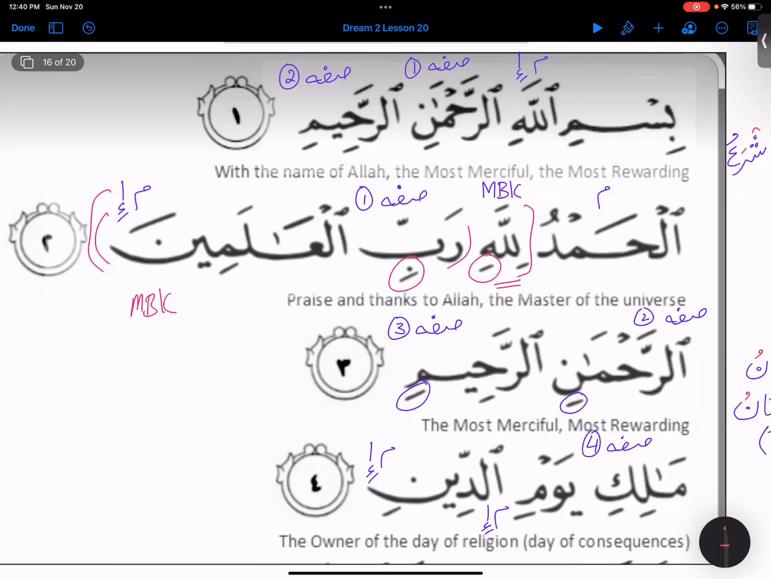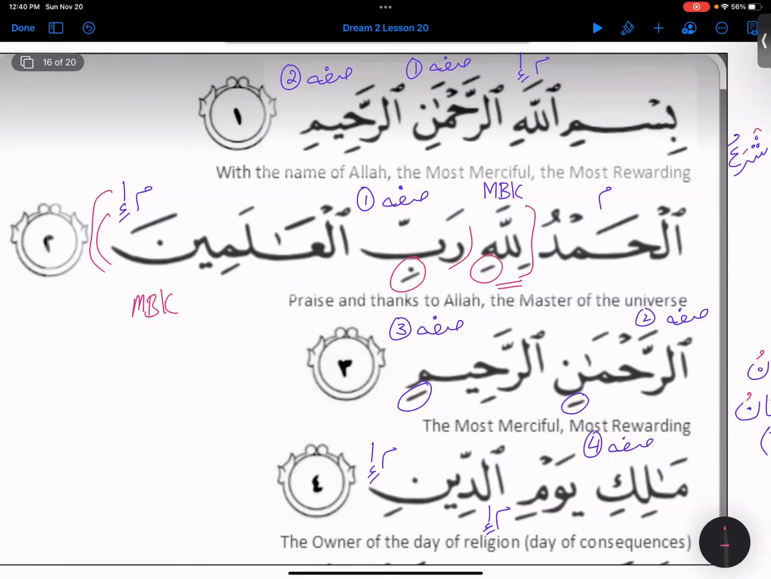MBK. And then we are breaking this MBK further, and we are saying that Lillahi is Jar Majroor, and then Rabbi is the Sifa of the word Allah, and Alameen is the Mudaf ilayhi. SubhanAllah. Just four words, and it is whatever we learned so far. Everything we can put in there. Mind blowing.